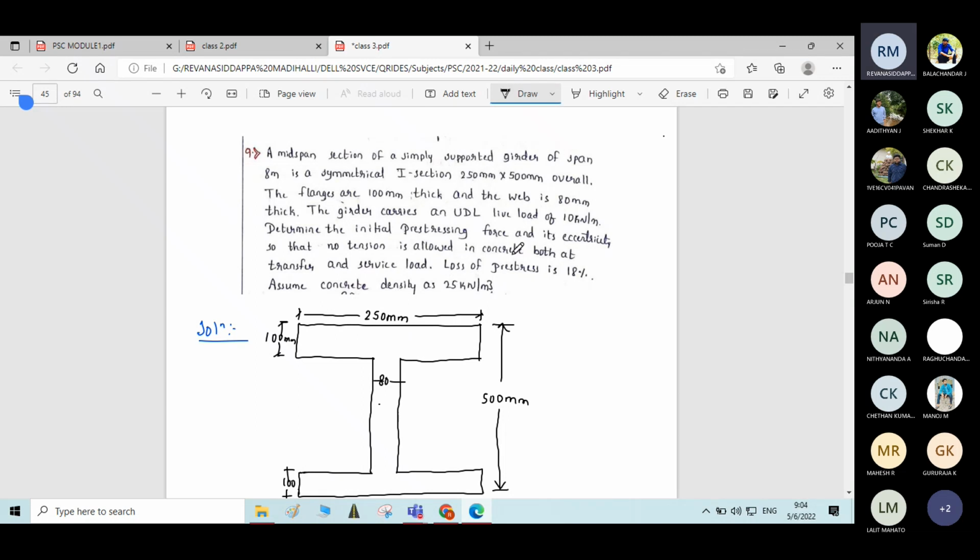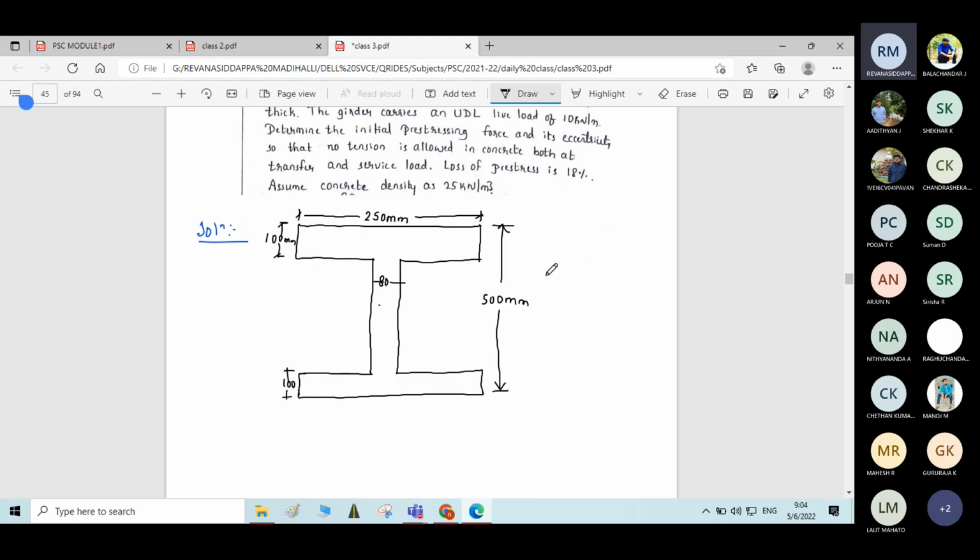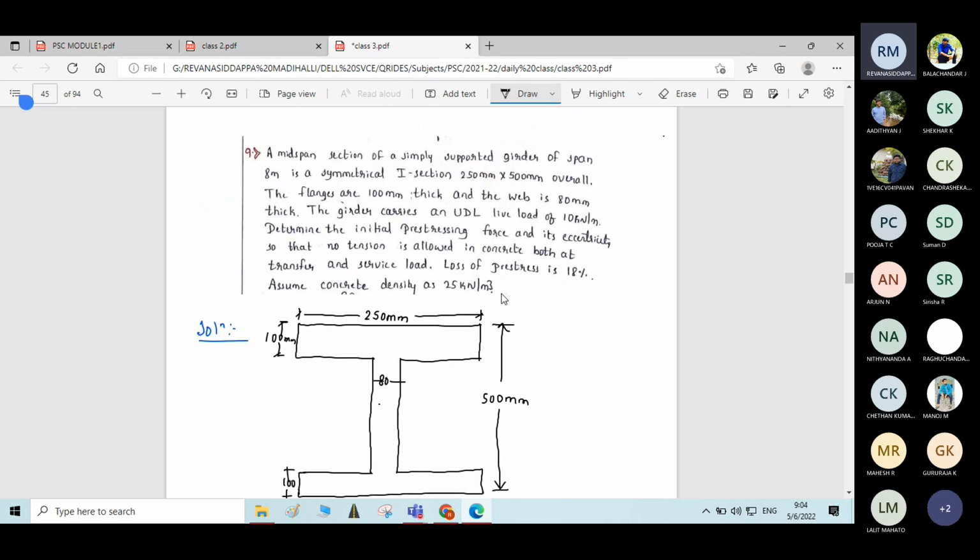The girder carries a UDL live load of 10 kilonewton per meter. Okay. And he says that the load acting on the beam is a UDL live load. And the intensity of load is how much? It is 10 kilonewton per meter. And the span of the beam is given at the beginning. It is 8 meter. Span of the beam is 8 meter. Okay.